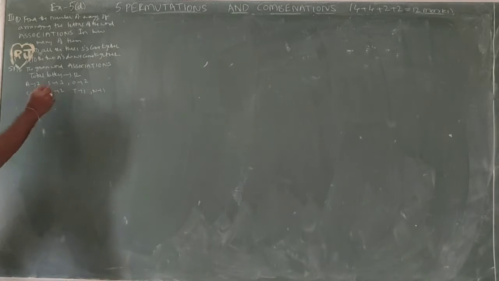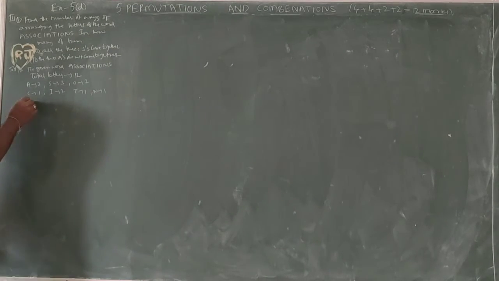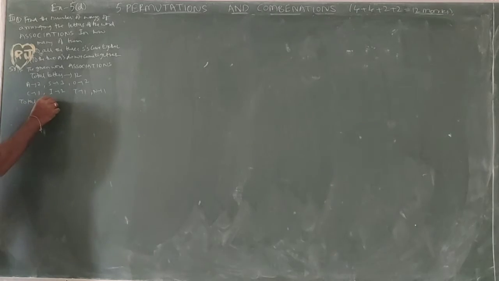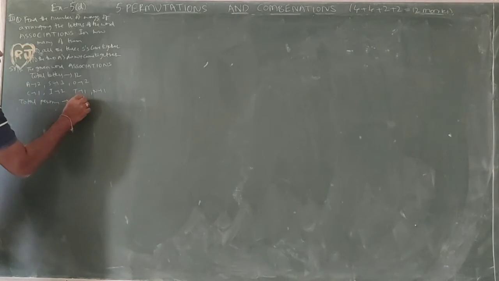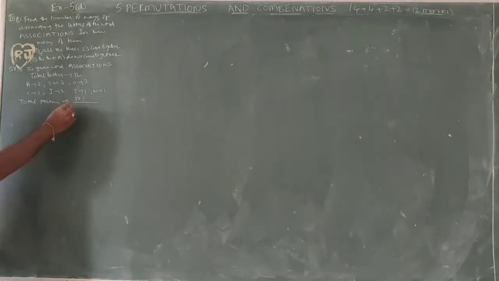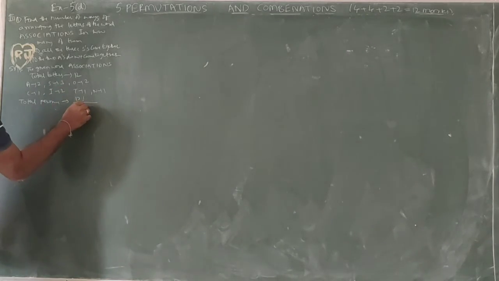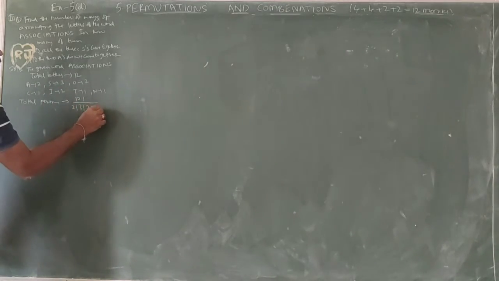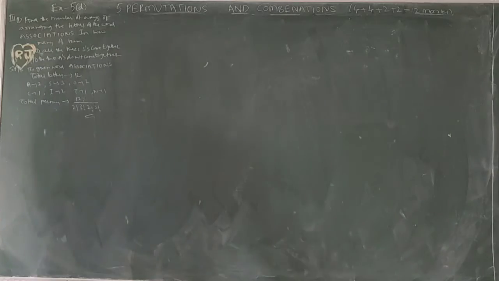So, I 2 times. Okay, now total permutations equal to 12 factorial by repeated 2 factorial, 3 factorial, 2 factorial, 2 factorial. This is the answer, one of the answers.